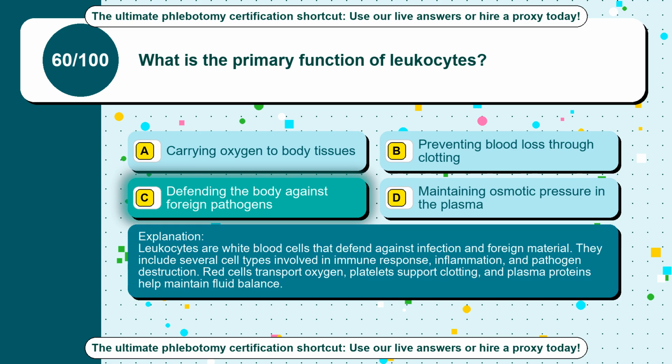Leukocytes are white blood cells that defend against infection and foreign material. They include several cell types involved in immune response, inflammation, and pathogen destruction. Red cells transport oxygen, platelets support clotting, and plasma proteins help maintain fluid balance.